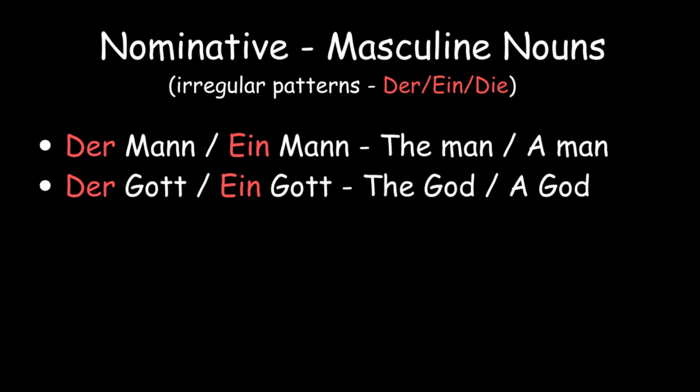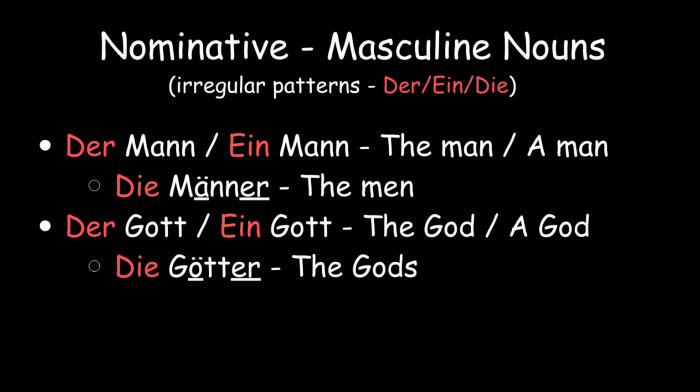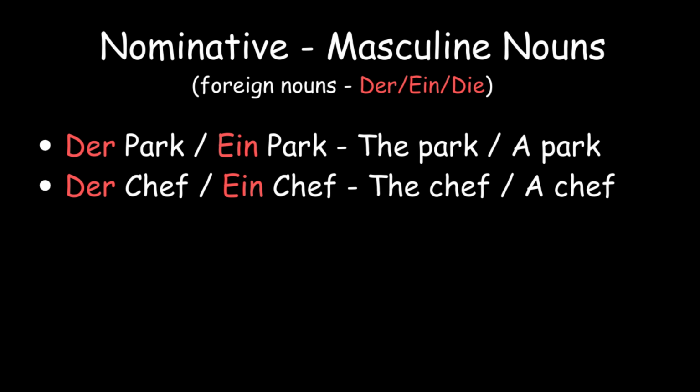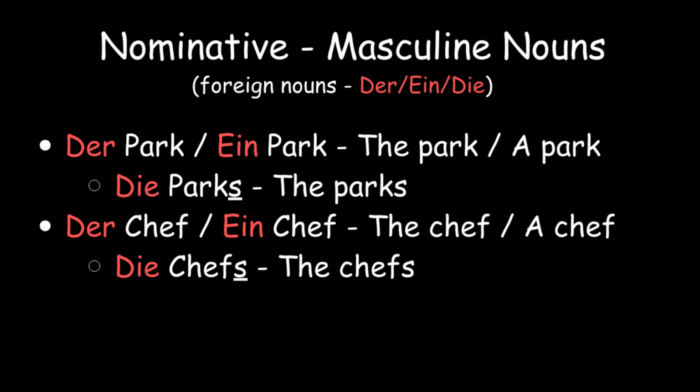Here, we have masculine nouns with irregular patterns, being monosyllabic. Der Mann, ein Mann. Der Gott, ein Gott. To pluralize them, we add -er and sometimes an umlaut. Die Männer, die Götter. Plus, they're the only subjects. Here, we have foreign masculine nouns. Der Park, ein Park. Der Chef, ein Chef. To pluralize them, we add -s. Die Parks, die Chefs. They're the only subjects.